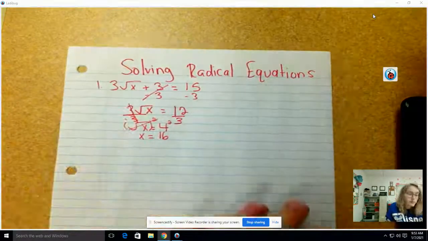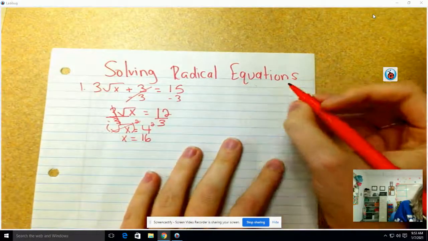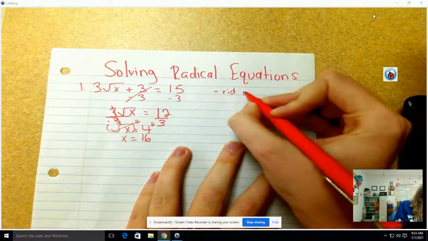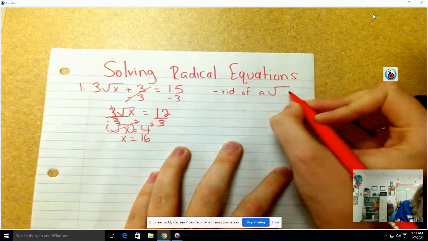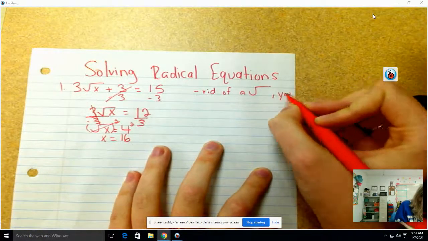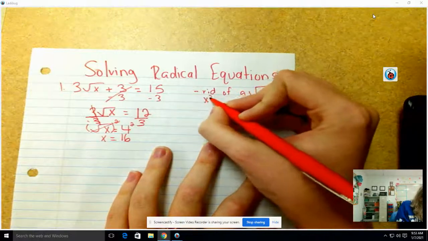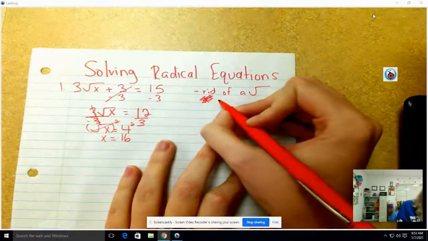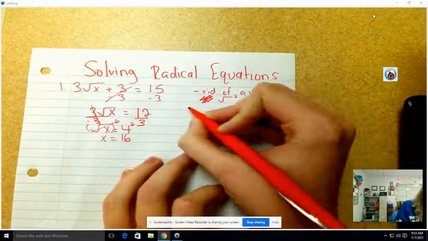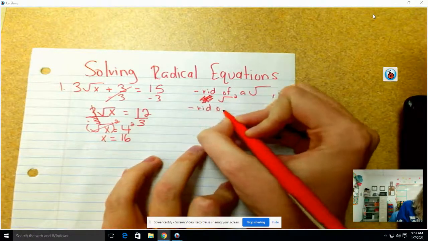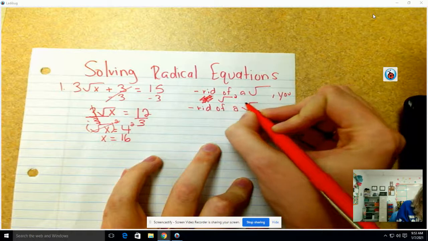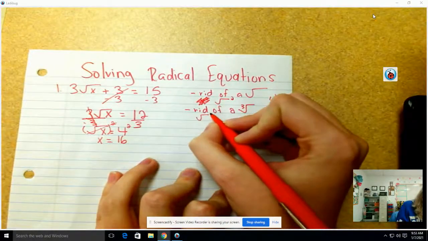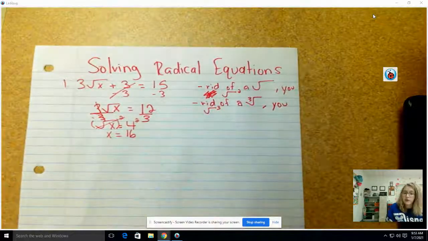So I guess the number one rule to take away from today is to get rid of a square root, you square it. Well, let me rewrite that. To get rid of a square root, you're going to square it. To get rid of a cubed root, you're going to cube it, and so on and so forth.